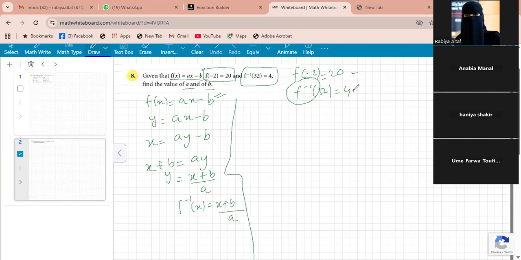But now these two equations are given. We need to solve them and find the value of a and b. First one is f of minus 2 equals 20. This is our function f. Put minus 2 in place of x and form an equation. The function is ax minus b equals, on this side we have 20. So now in place of x we need to put minus 2. This will be minus 2a minus b equals 20. Okay, we cannot solve it further because we have two unlike terms. Is there any confusion how we have got this whole equation?